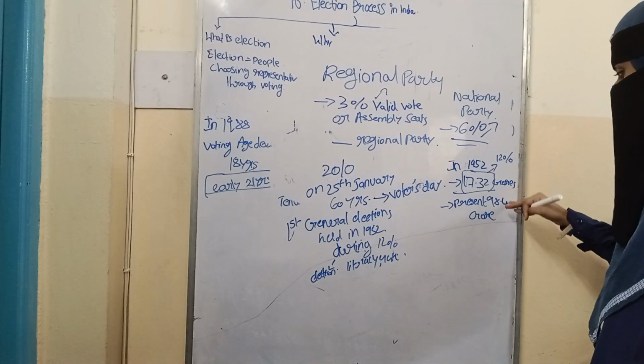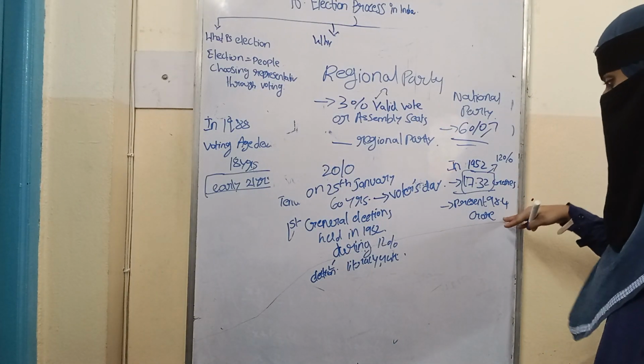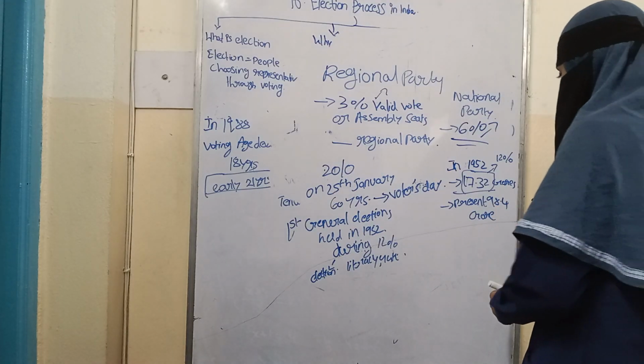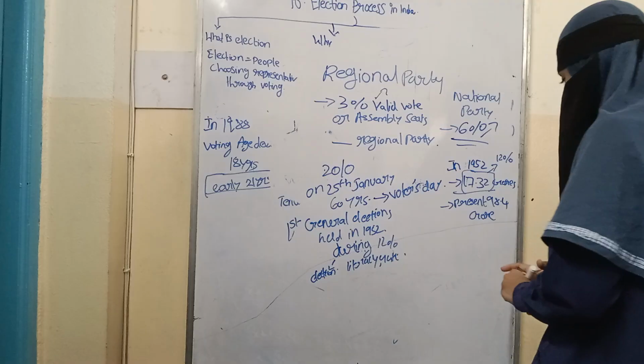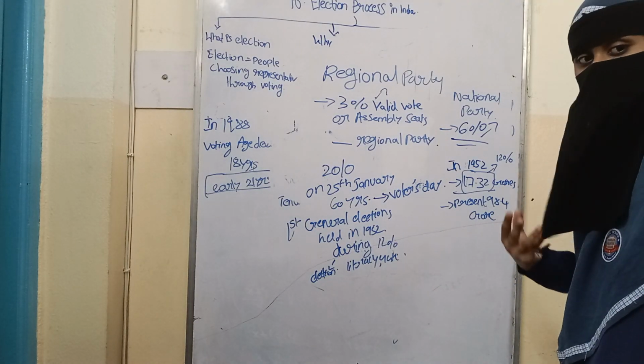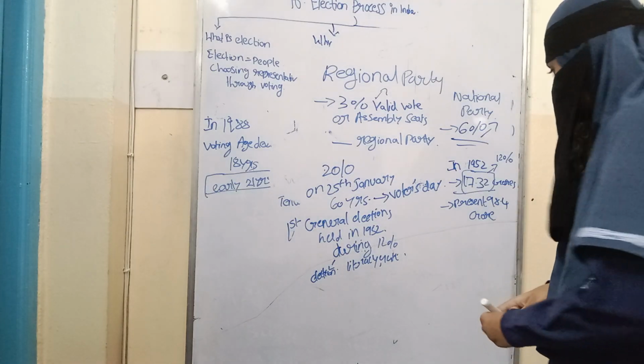So now at present, the voter population is 98.4 crores, and the voter population has increased because the Indian population also increases year to year.